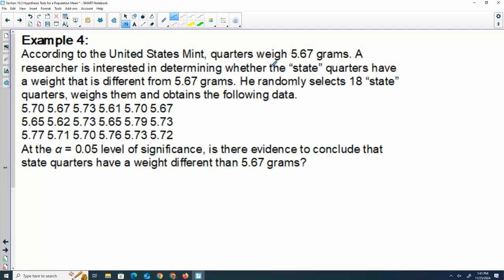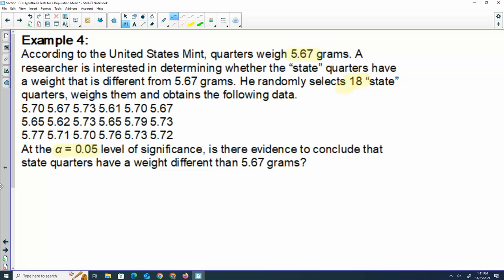According to the United States Mint, quarters weigh 5.67 grams. A researcher is interested in determining whether the state quarters have a weight that is different from 5.67 grams. He randomly selects 18 state quarters, weighs them, and obtains the following data. At the alpha equals 0.05 level, is there evidence to conclude that state quarters have a weight that is different?